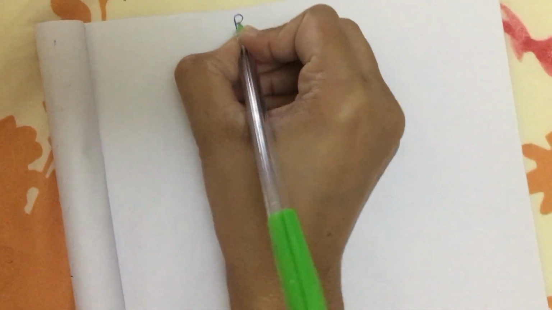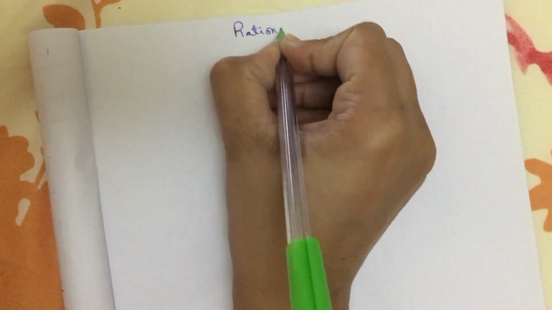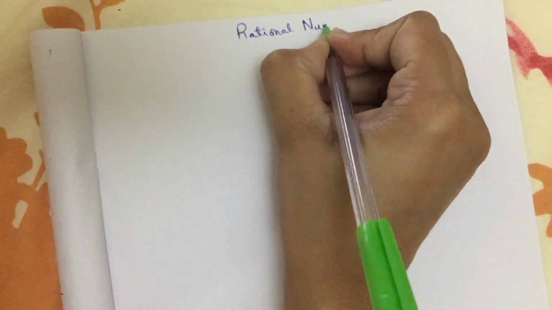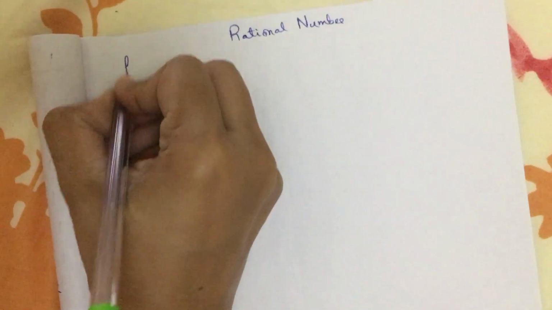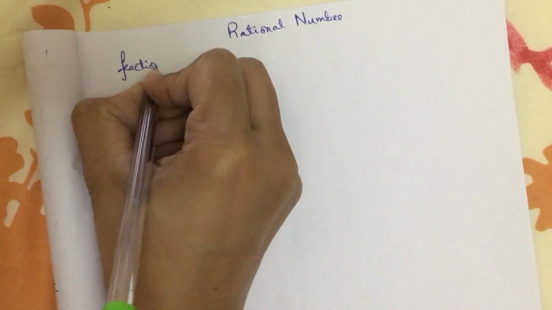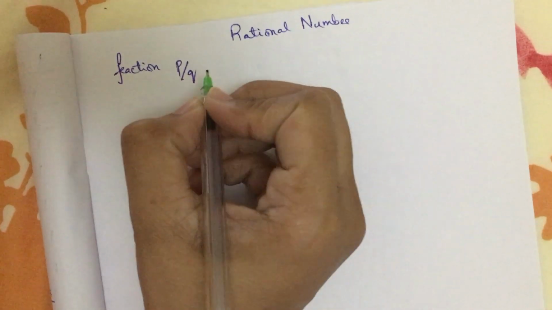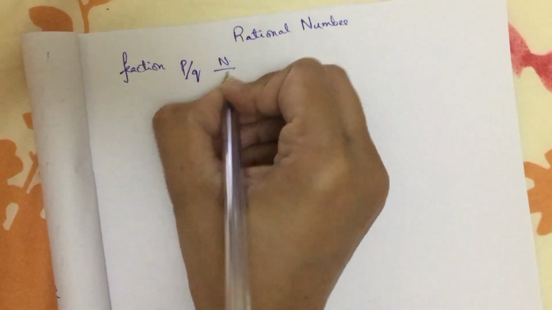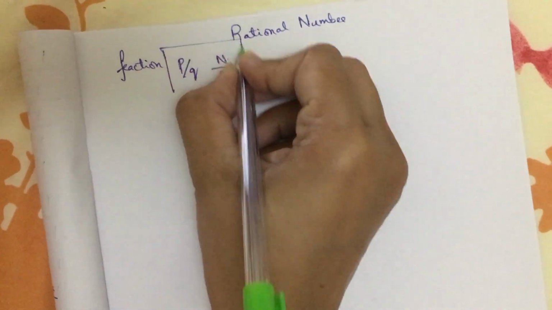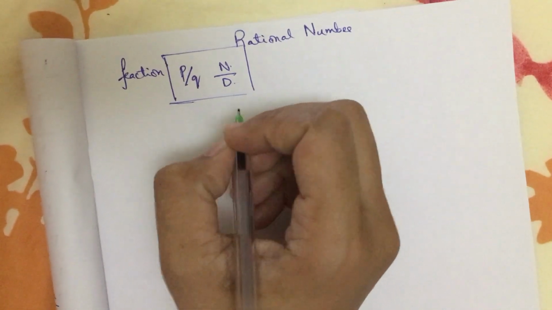So in the chapter of rational numbers, what did we understand? What is a rational number? A number which can be written in the form of a fraction. Okay, a fraction form, or when you can write a number in p by q form. That means it has a numerator and it has a denominator. Those numbers are called rational numbers. Okay, that's what we have seen.